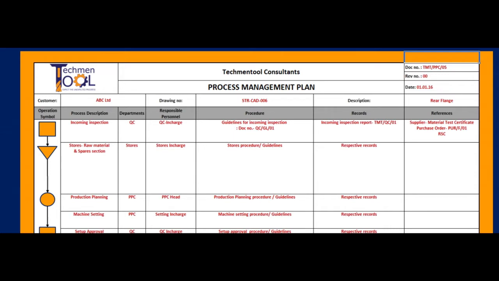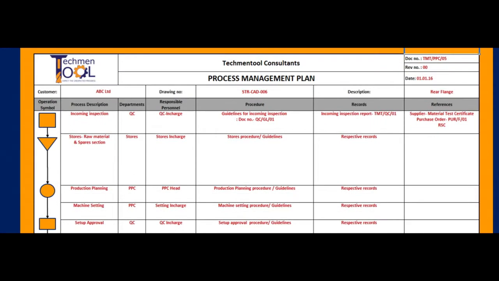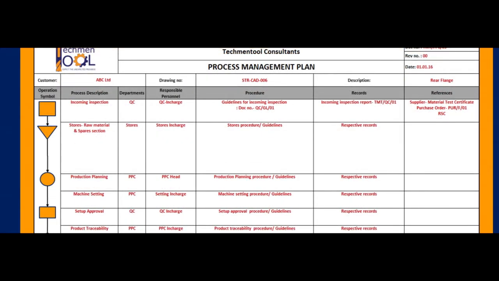Some organizations maintain a process management plan. It is similar to the process flowchart, but has a little bit more information about the process and its records or documentation.